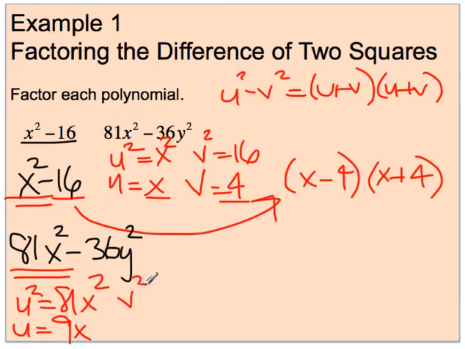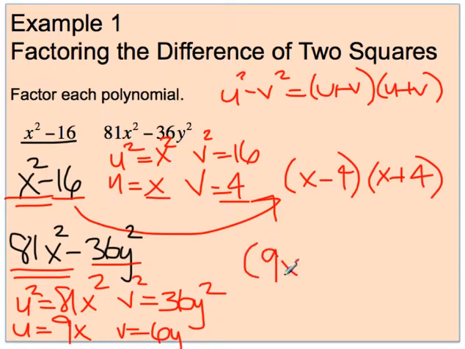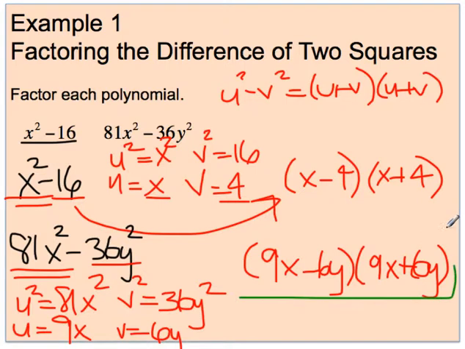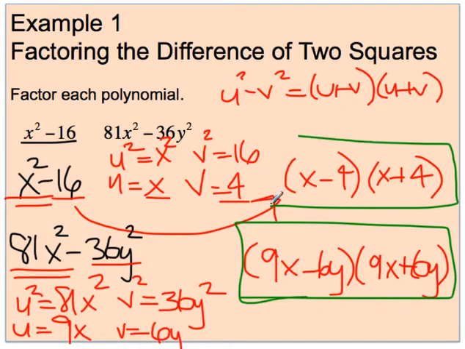Our second part, v squared, is 36y squared. So we take the square root of the number, the square root of 36 is 6, and we take the square root of the variable, which is y. So then we write this as 9x minus 6y times 9x plus 6y. And here you can see our final answers.